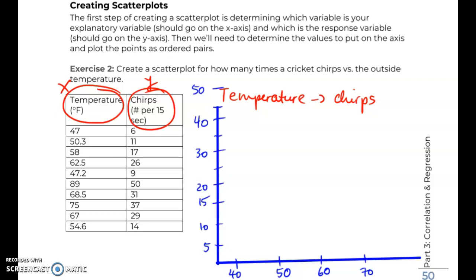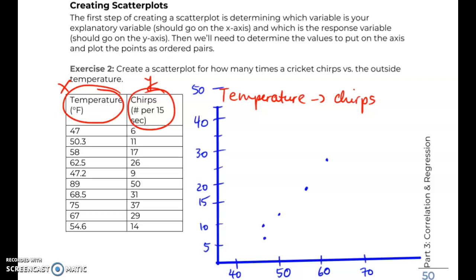All right, let's start adding our values. Our first temperature is 47. That corresponds to 6 chirps. So that point is about here. The second one is 50.3 for temperature and 11 chirps. So maybe right over here. 58 is our temperature, and 17 is the number of chirps. So far it follows a nice little trend over here. 62.5, and we have 26 chirps. We have 47.2, and we have 9 chirps.